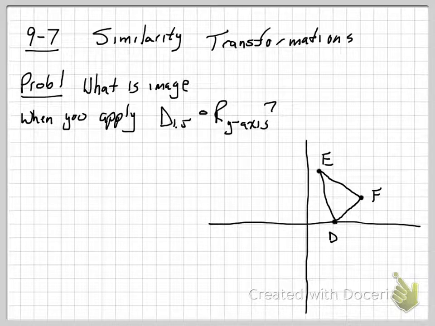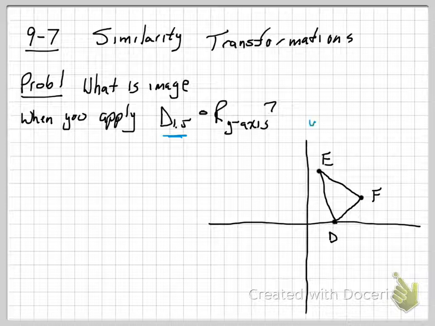9.7 is about similarity transformations. Now, these transformations are really similar to congruency transformations, except the major difference is that you're going to talk about dilation, because you're dealing with similarity, which means they're going to be similar. Angles are going to be the same size or proportional. So what is the image when you apply dilation 1.5 following a reflection over the y-axis?